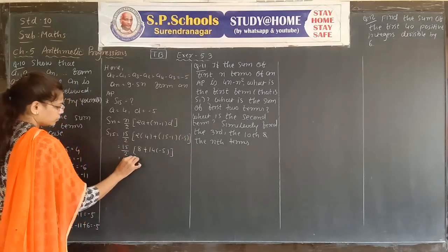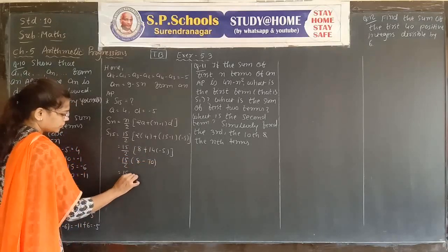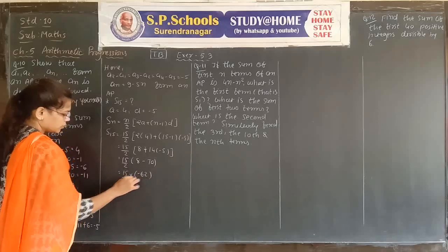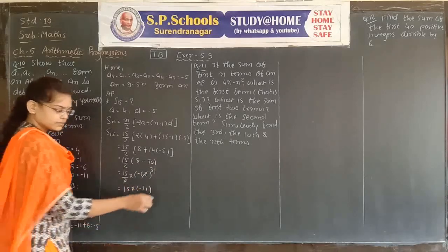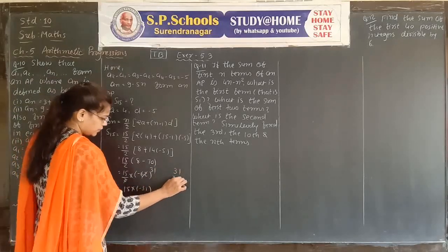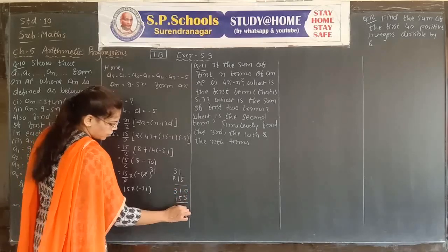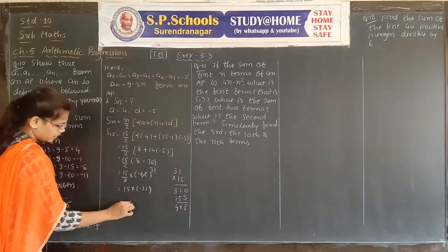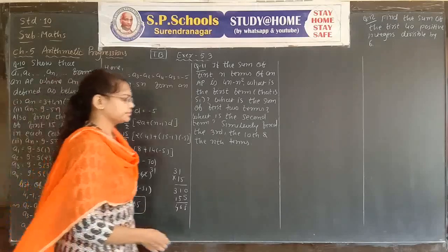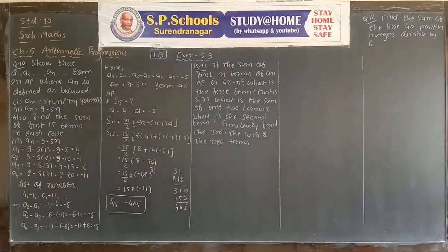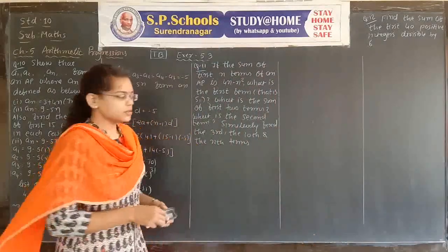15 upon 2 into bracket 8 minus 70. 15 upon 2 multiplied with minus 62. Cut it and we get 31. 15 into minus 31. 31 into 15 is 465, but minus 465. It is the sum of first 15 terms. Hence, the second one is completed. First try yourself. The same procedure will be repeated.